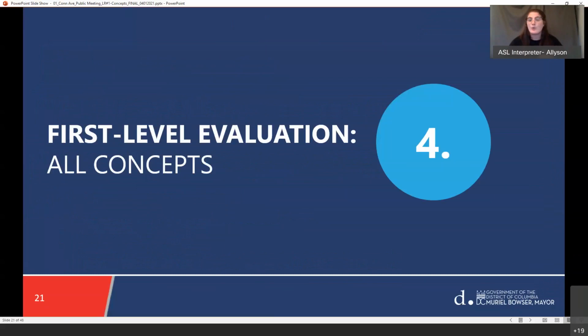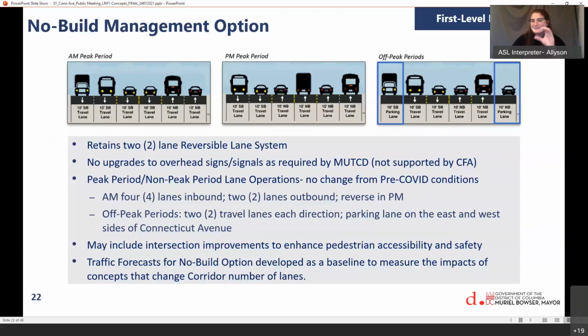Cynthia? Thanks, Ed. So the first concept we'll discuss is the no-build management option. This is similar to operations in pre-COVID conditions where a two-lane reversible lane system is intact. There would be no upgrades to overhead signals and signage during the peak period. It would be similar to pre-COVID conditions where we are looking at four lanes in the inbound direction, two lanes in the outbound, and then the reverse in the PM.